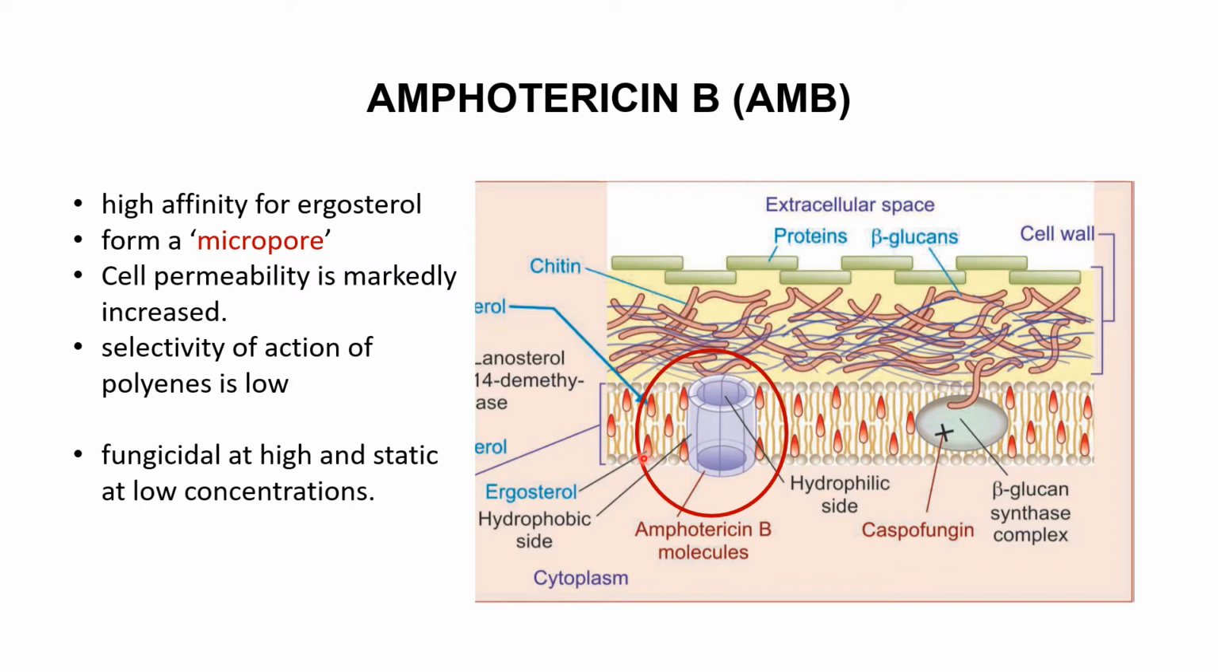Amphotericin B binds with this ergosterol and it forms a micropore. The amphotericin molecules bind together and form a pore, through which the substances inside the cell get leaked outside. So the cell permeability is markedly increased, which causes osmotic fragility and cell death.